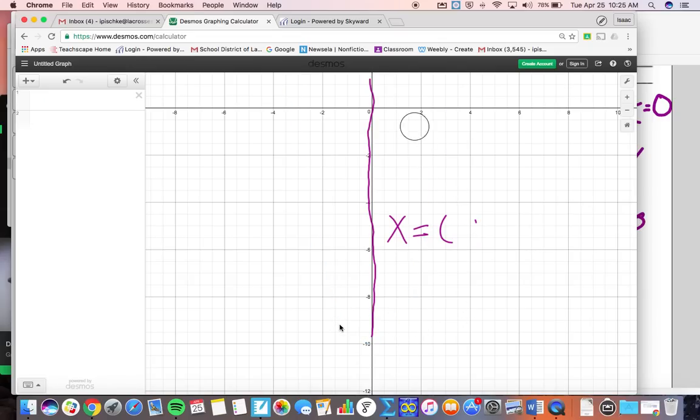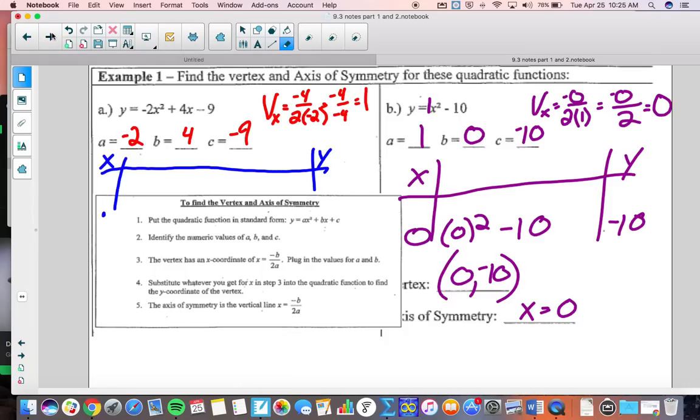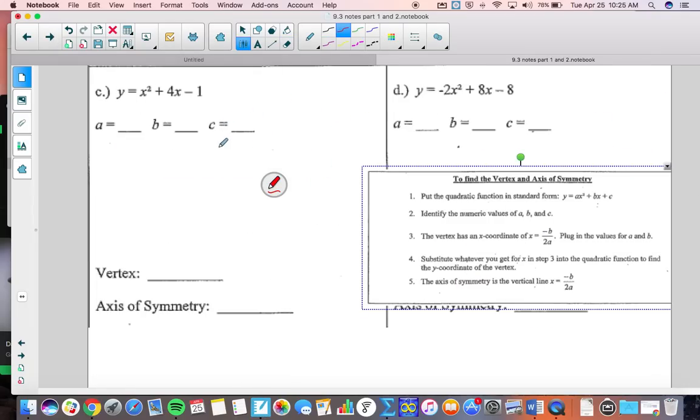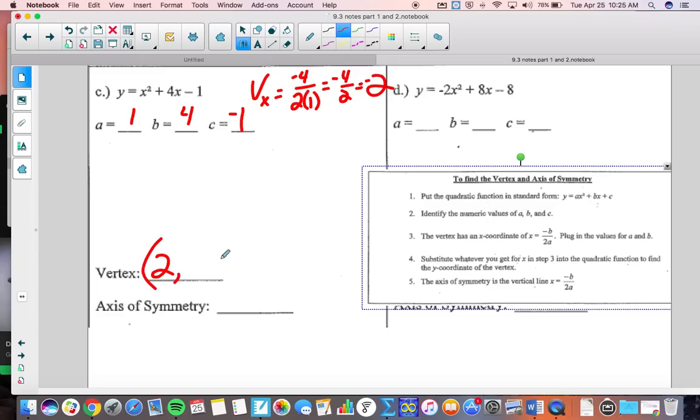All right, let's try 2 more. So identify A, B, and C. This is already in standard form. So A is 1, B is 4, C is -1. The x value of the vertex is going to be the opposite of B. So that'll be -4 divided by 2 times A. A is 1, so 2 times 1. So we get -4 divided by 2. That equals -2. So we know that's our x value, -2. And the axis of symmetry will be x equals -2, a vertical line going through all the -2's for x.